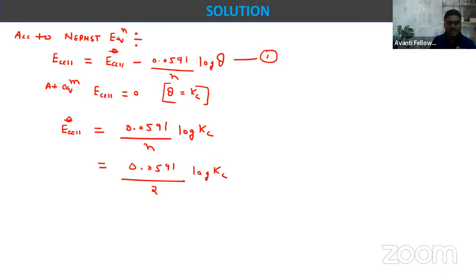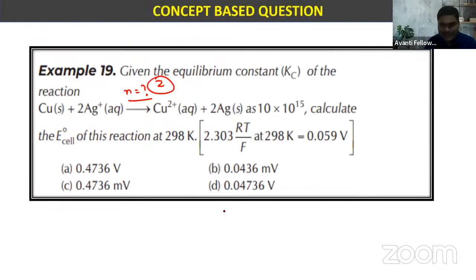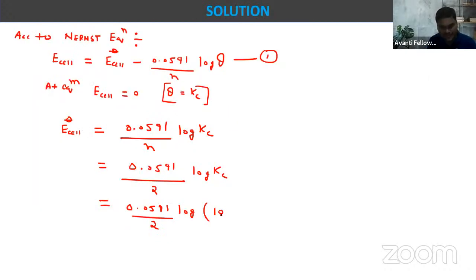So the value of Kc is already given. Now just put the value, beta. So that is 0.0591 divided by 2, this is log. And what is the value of Kc? That is already given: 10 into 10 raised to the power 15. So this is 10 into 10 raised to the power 15.